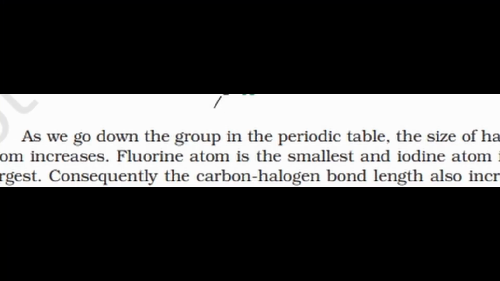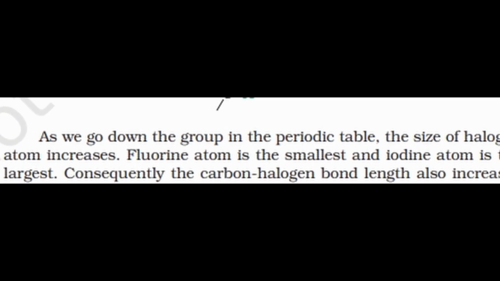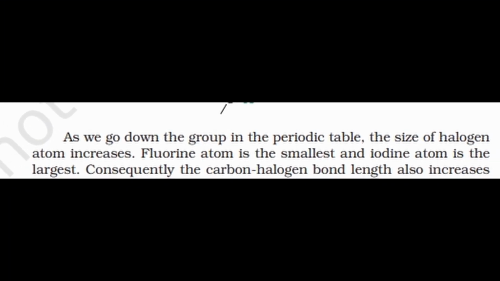As you move down the group in the periodic table, the size of the halogen atom increases. For example, fluorine is the smallest halogen atom. Iodine is the largest halogen atom. Because of this, the carbon-halogen bond length increases from carbon-fluorine to carbon-iodine. For instance, the carbon-fluorine bond is the shortest and the carbon-iodine bond is the longest.